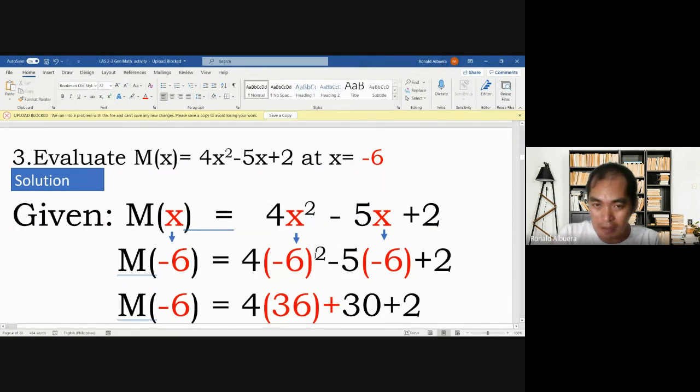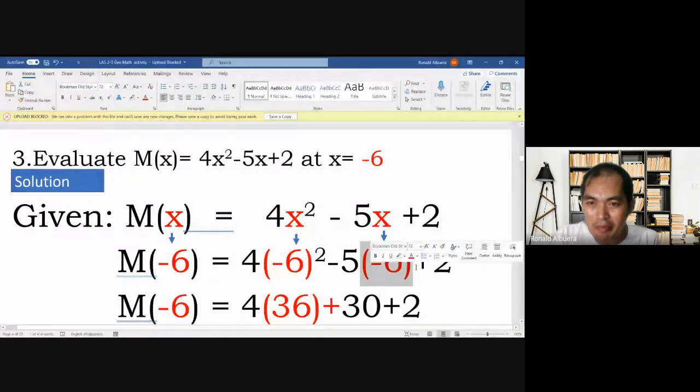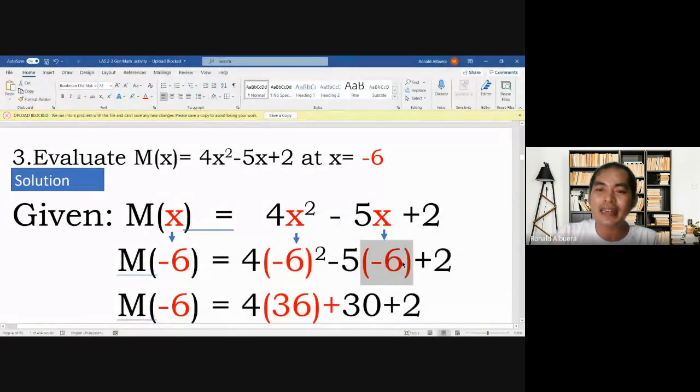Exponent muna ang mauna. Exponent. Sir, sabi mo parentheses. Parentheses ba yan? Hindi po yan. This is the sign of multiplication. But before you multiply, you square it first. This is multiplication ang ibig sabihin niyan. Ang tinatawag kong parenthesis kung marami ang nasa loob. Yun ang ibig sabihin ng parenthesis sa letter P ng PEMDAS.